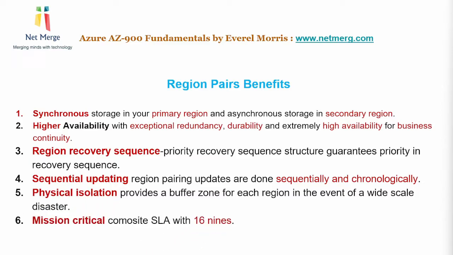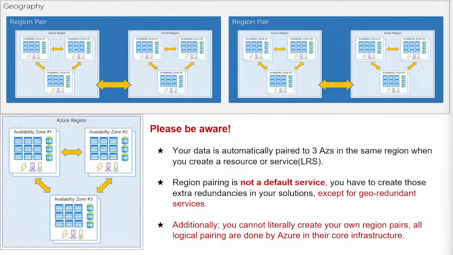And you also get mission critical composite SLA. When you do the region pairing, you're getting what is referred to as composite SLAs, 16 nines, and you can see the nines are going up. We'll talk about composite SLA in chapter 6. Now let's keep going. There's a lot to cover in this chapter.